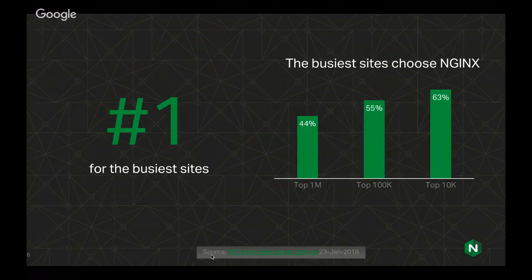But as we look at even busier sites than that, the top 100,000, 55% use NGINX, and of the top 10,000 sites, 63% use NGINX. It's fair to say the busier the site on the internet, the more likely it is to be running NGINX as part of that platform. And this data, I pulled it just yesterday.